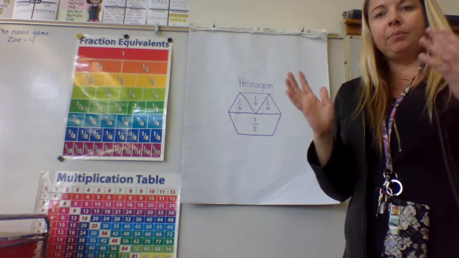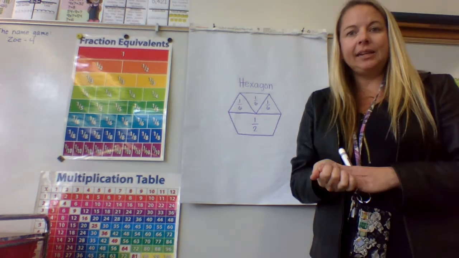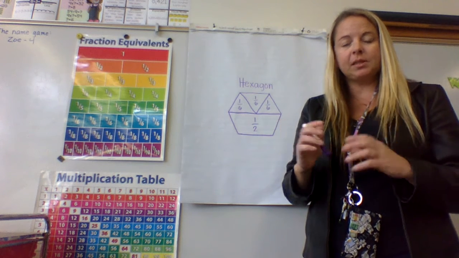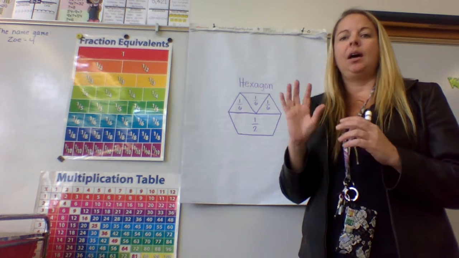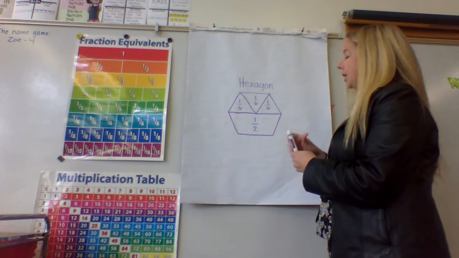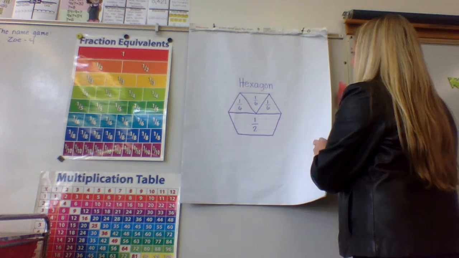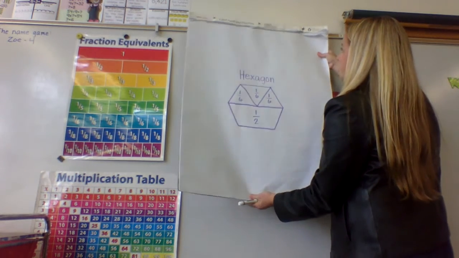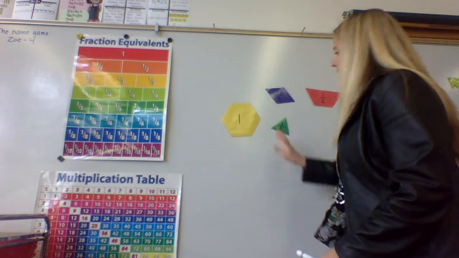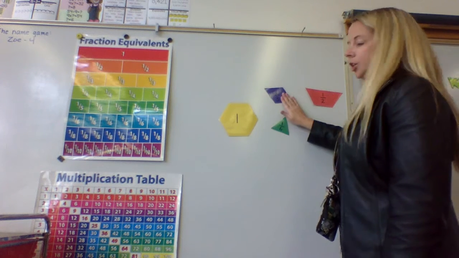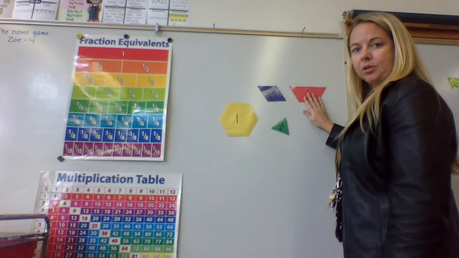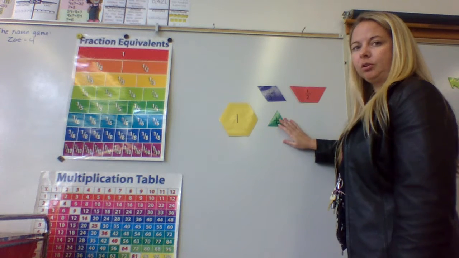All right, you have your assignment on the links. It's a whole page of hexagon shapes that you're going to try to put these other three shapes onto. So let me show you this one more time. You have your hexagon as the whole. You have a rhombus, which is 1/3, trapezoid, which is 1/2, and triangle, which is 1/6.